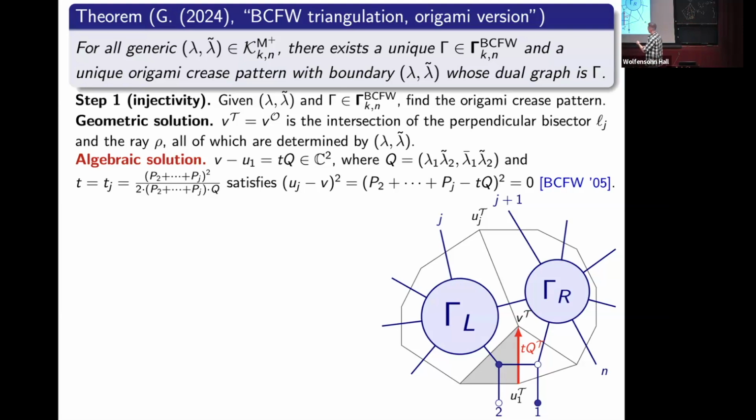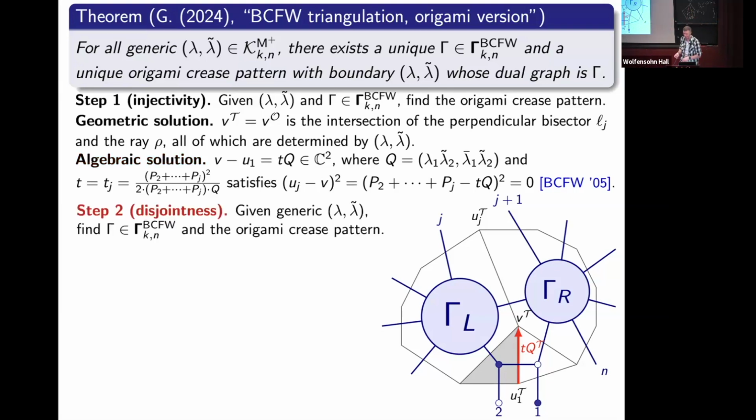Great question. So where does the positivity of the Mandelstam variable come in? So far, it hasn't come in. This procedure works for any lambda tilde and any BCFW graph gamma. But now let me prove the second part, which is that the cells are disjoint. In other words, I no longer tell you where I split the graph. I don't tell you gamma. I only tell you lambda tilde.